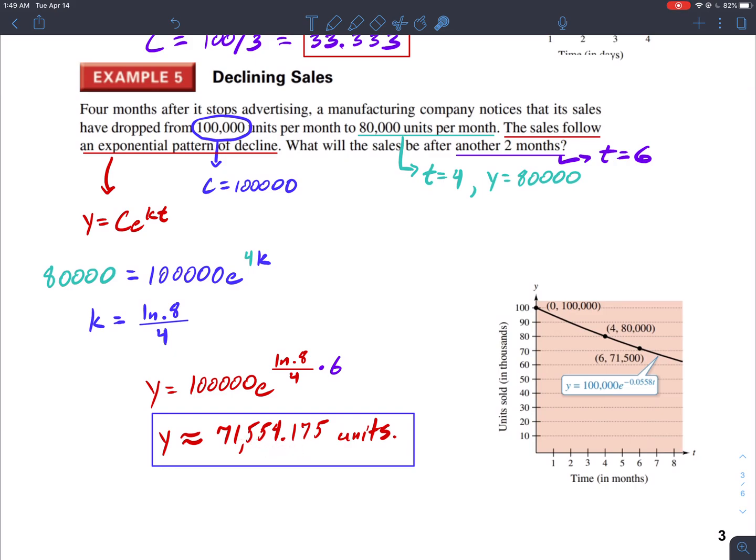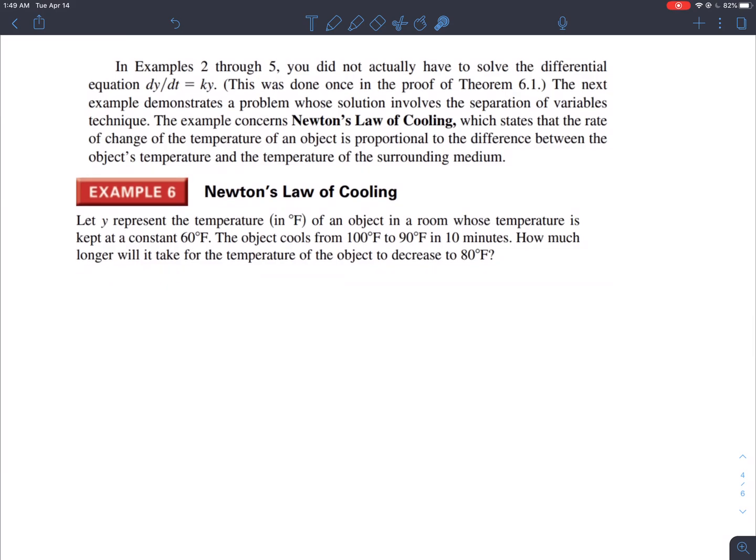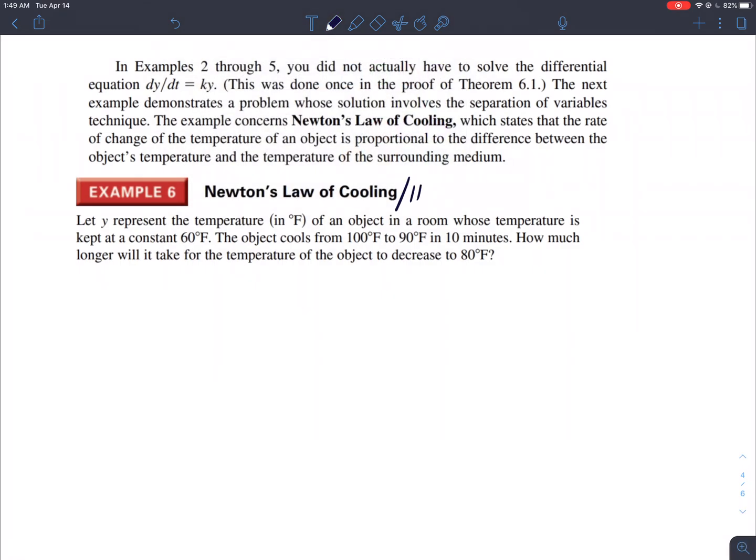Okay, let's move on. Our last discussion, last example here is about Newton's law of cooling. I should note before we go any further that Newton's law of cooling is not just for cooling, it actually works for heating as well. So we can take an object and heat it up, and it's going to follow the same models.